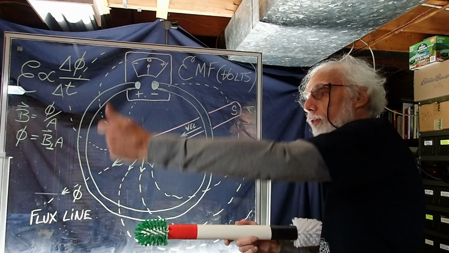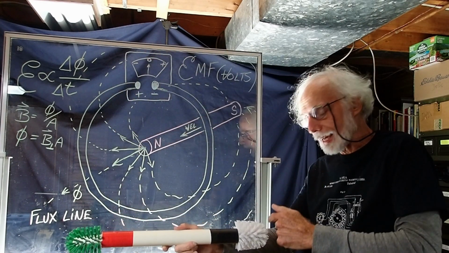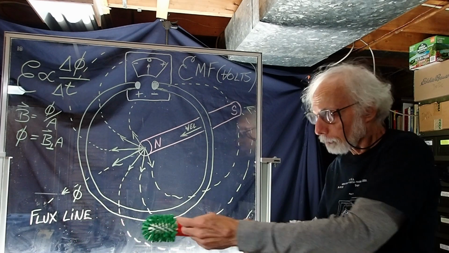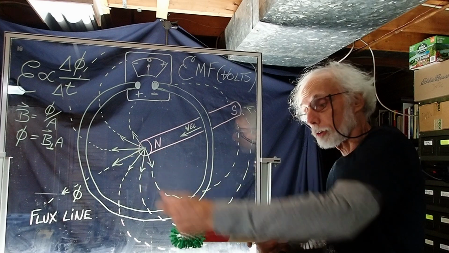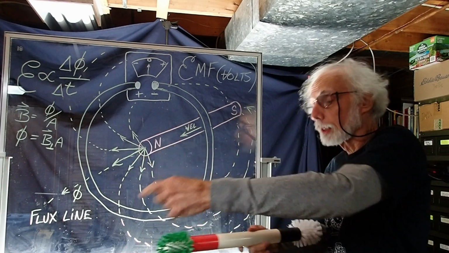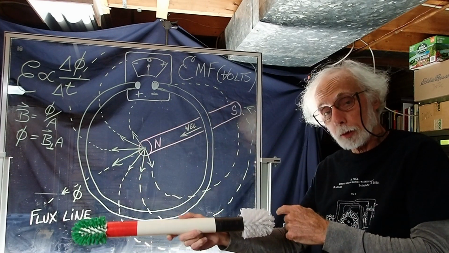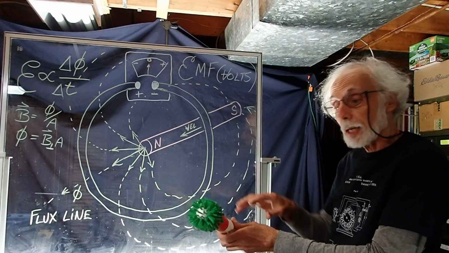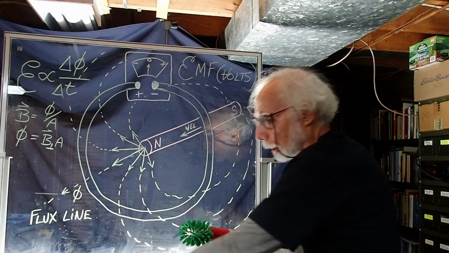These lines go out in space, wrap around, and re-enter the magnet at the south pole. So we would call this a positive line pattern, and here the lines are going the other way. We would call that a negative line pattern. So we've now got an illustration of flux lines.